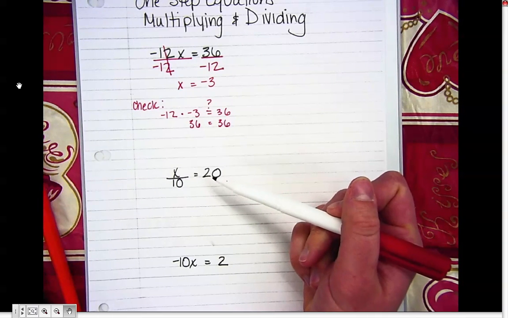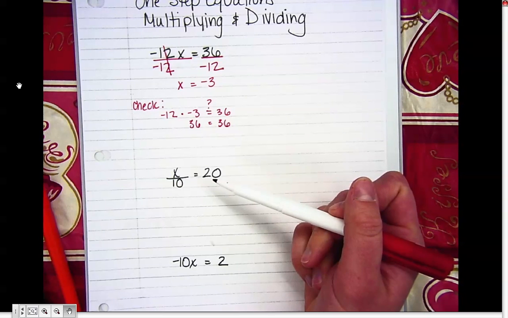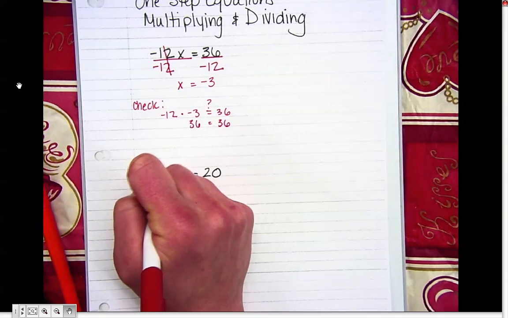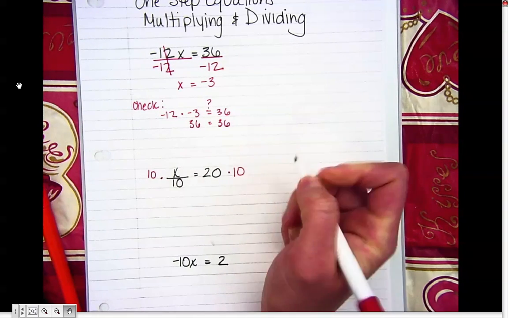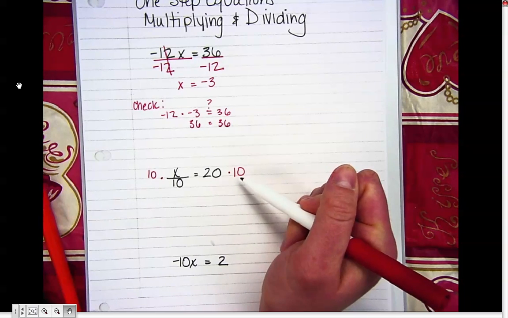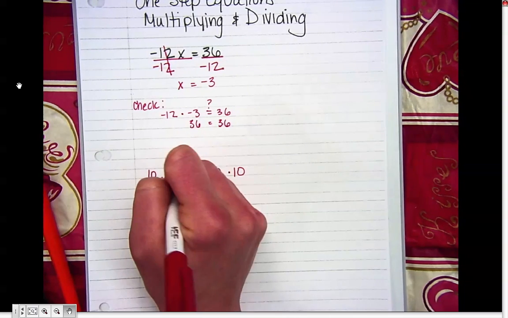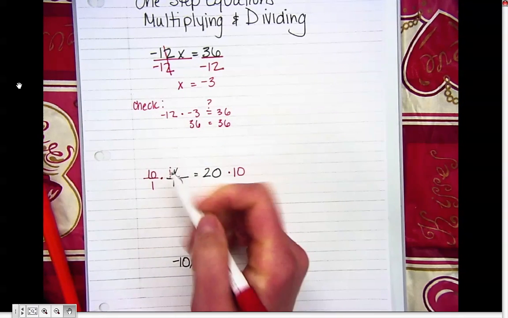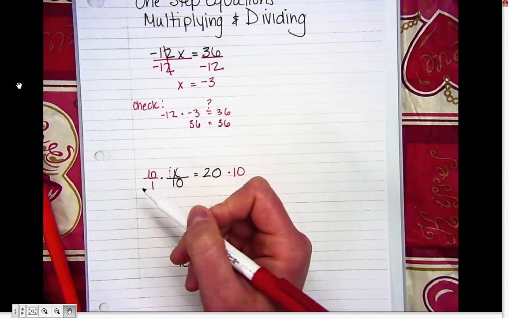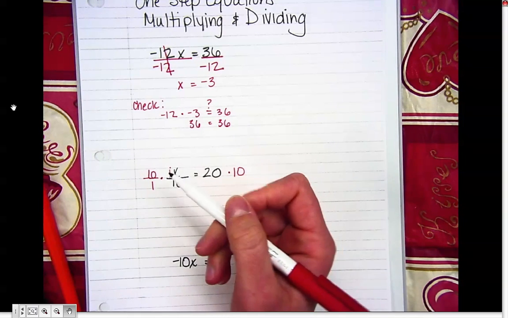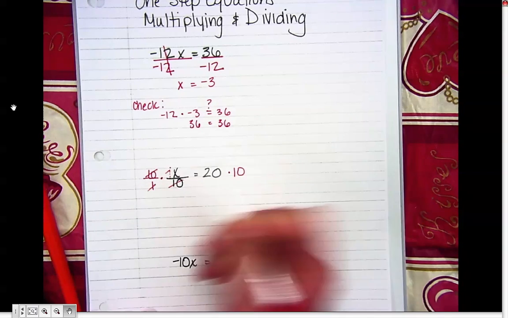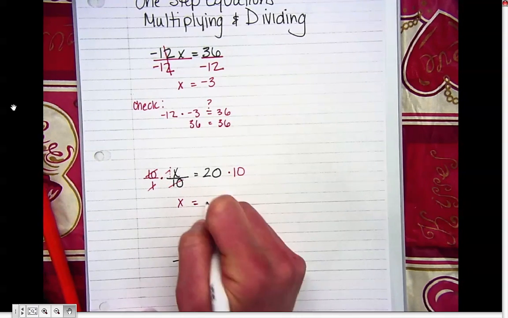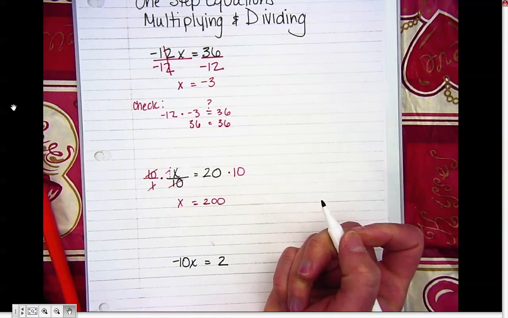So what is the opposite of division? Well, the opposite of division is multiplication. So instead of dividing by 10, I'm going to multiply by 10. Oh, well, 20 times 10 is definitely not 2. So don't forget there's this invisible 1 here, and this is really 10 over 1, which gives me 10 over 10, which is the same as 1 whole. Okay, so that's how these are going to cancel out. So I get x equals 20 times 10, which is 200, not 2.